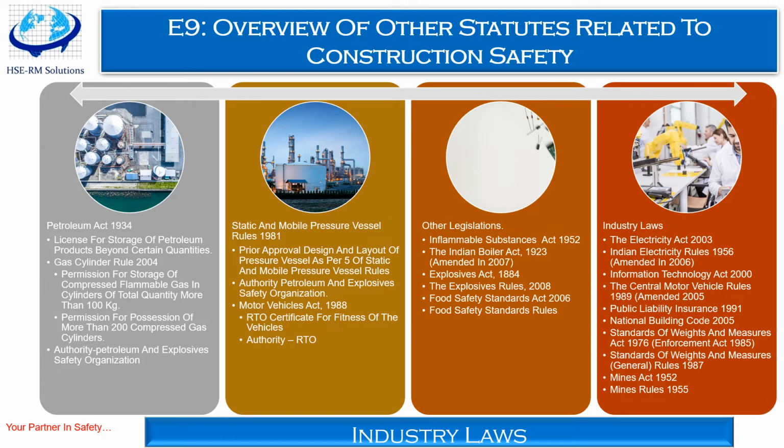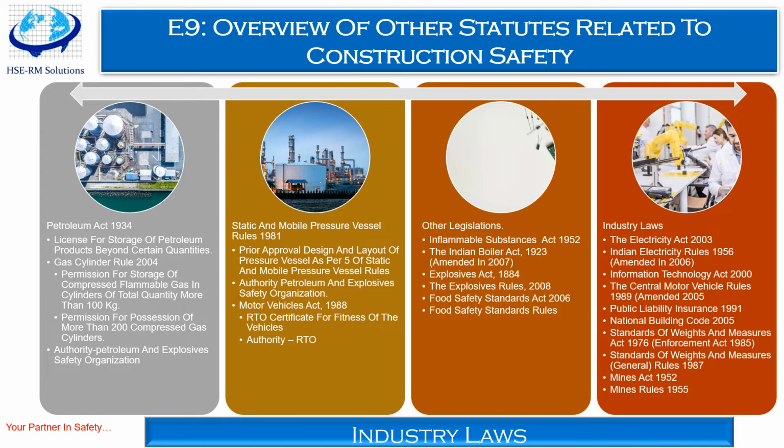Now, the Food Safety and Standards Act, that is regulation of food manufacture, packing and storage. Then the Food Safety and Standards Rules, that is regulation of storage, distribution and import of goods. So that is also part of it. Now comes the final one, that is the Motor Vehicles Act, the regulation of motor vehicles. So RTO certificate for fitness of vehicles is to be obtained. Here the authority is RTO. Now the Central Motor Vehicle Rules are also part of it. Public liability insurance is also part of it.